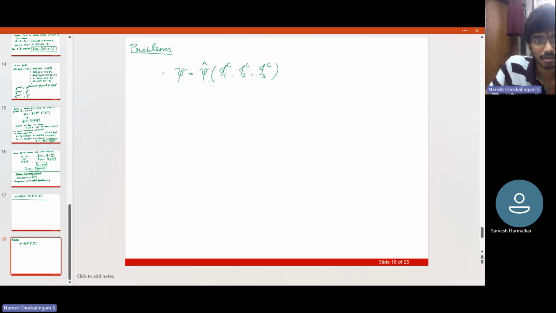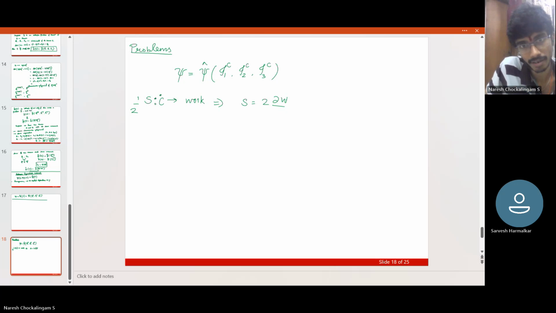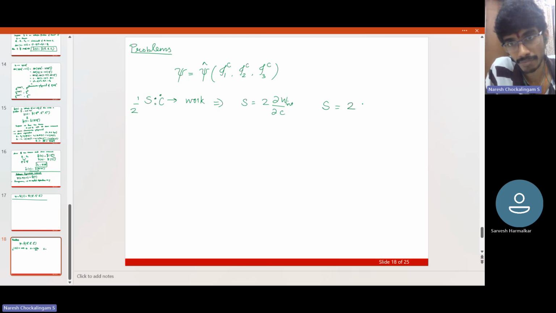Now using the chain rule, we can... In the last session we saw that half S colon C dot gives an internal virtual work, which means S is equal to 2 times dou W internal with respect to C. And in terms of the stored energy function, when the internal virtual work depends only on the stored energy function, S is equal to 2 times dou psi cap with respect to C.